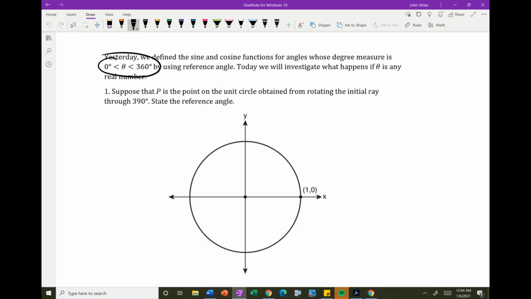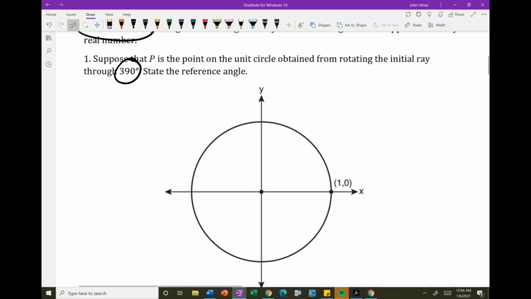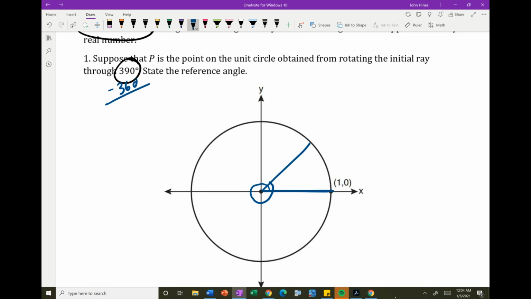So yesterday we went from 0 to 360. What if we go past that? What if I have a 390 degree angle? Well, we still start at the initial ray, and we keep spinning. 90, 180, 270, 360, but I got to get to 390, which is right here. Because if I subtract 360, that gives me an extra 30 degrees. So 30 degrees and 390 degrees are coterminal. Co meaning the same, and terminal means they land in the same place.